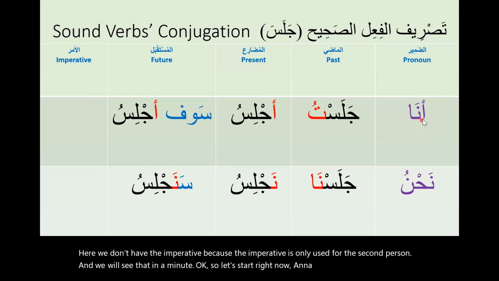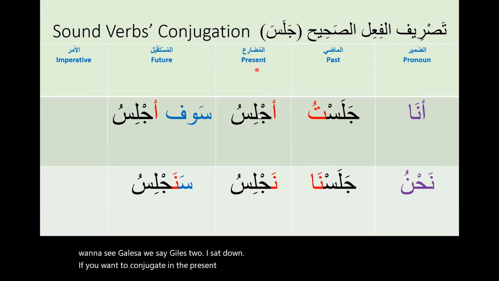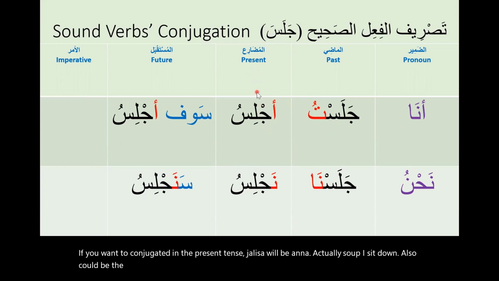Ana is I or I am. Ana jalastu. See jalasa, we say jalastu. I sat down. If you want to conjugate in the present tense, jalasa will be ana ajlisu, I sit down. Also could be the present continuous or present progressive in Arabic. So ana ajlus al-an, that would be I'm sitting right now.